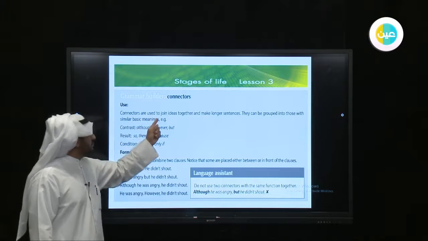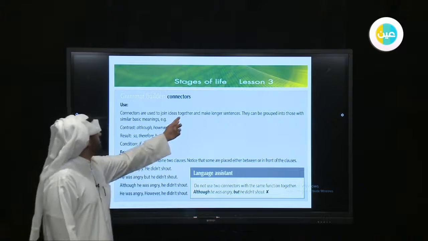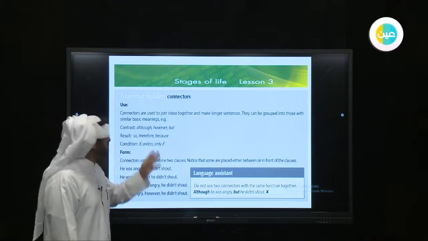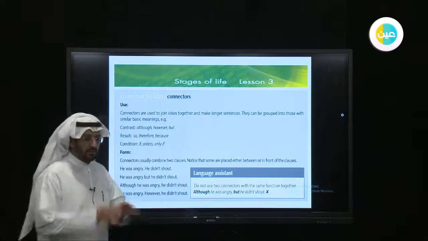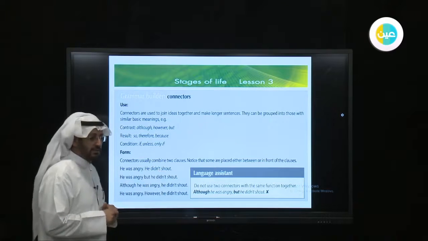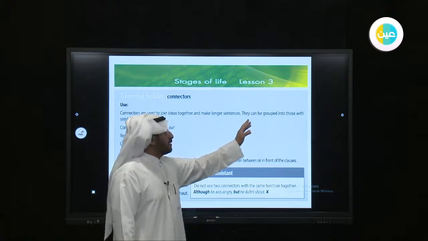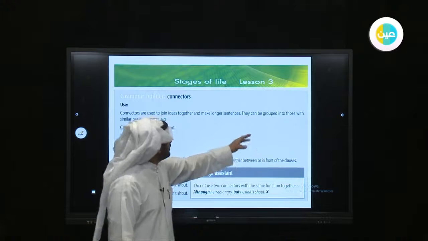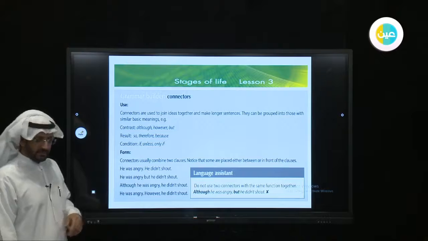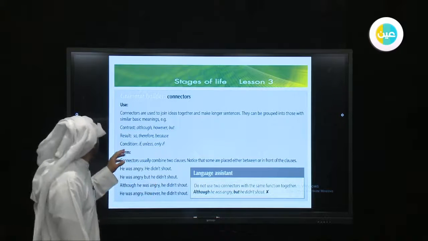Connectors are used to join ideas and sentences together and make longer sentences. Sometimes we use them to make the sentence longer. They can be grouped into those with similar basic meaning, all words with the same meaning.